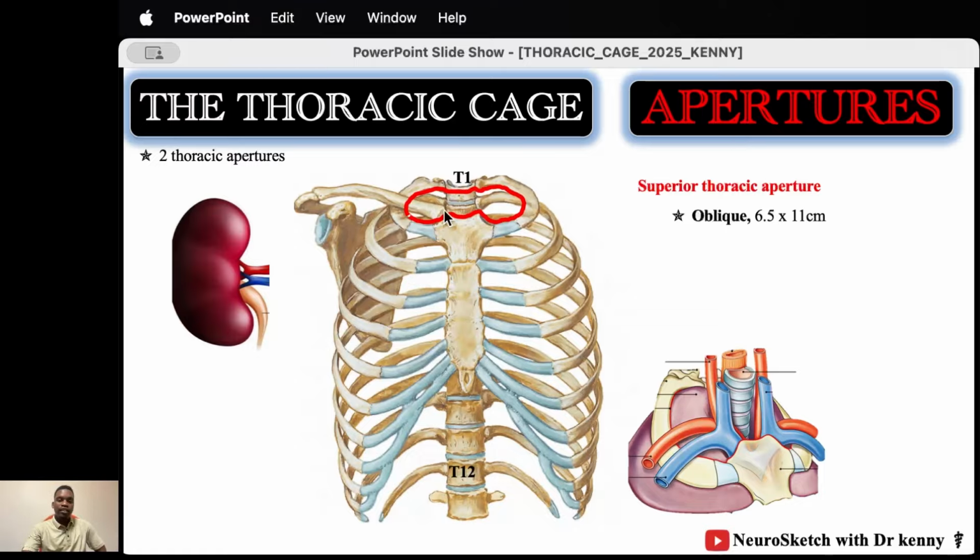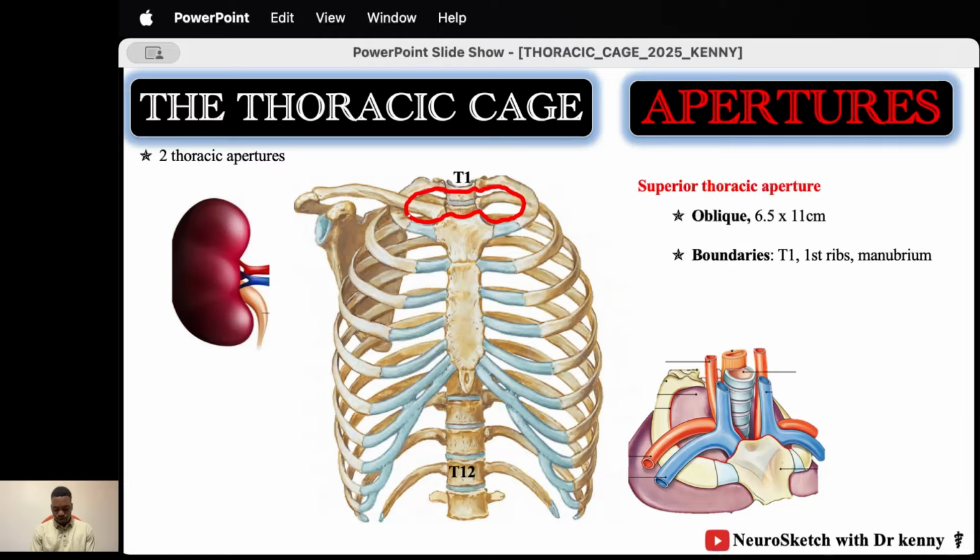What are the boundaries of the superior thoracic aperture? It is posteriorly bordered by the T1 thoracic vertebra, laterally by the first rib on the left and right side, and anteriorly by the superior-most part of the manubrium of the sternum.